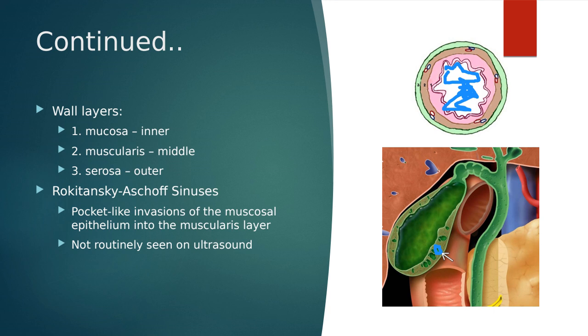We have an innermost layer, the mucosa. We have a middle layer, the muscularis. That layer is going to be made up of a lot of muscle fibers and cells. So that's going to be responsible for contracting to shoot out the bile, and also expanding when we have a lot of bile to store. And then we also have the serosa layer, which is going to be our outer protective layer.